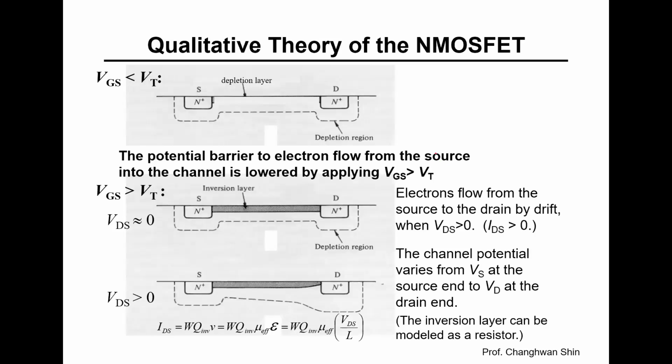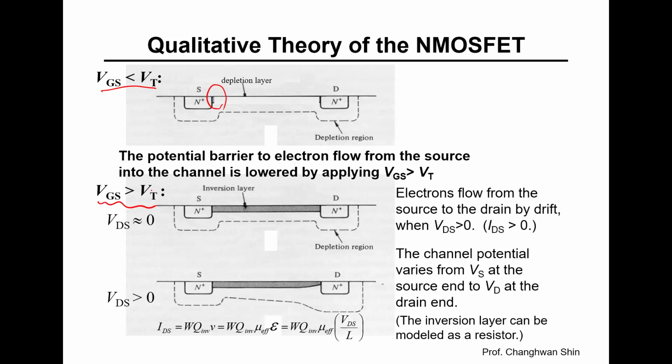So now let's take a look at the qualitative theory of the N-channel MOSFET, NMOS. Let's examine the qualitative behavior of the N-channel MOSFET first. When the gate to source voltage is below the threshold voltage VT, the transistor is in the off state. Imagine a garden hose pinched so tightly that water cannot flow through. Electrons face a potential barrier that prevents current flow between source and channel region.